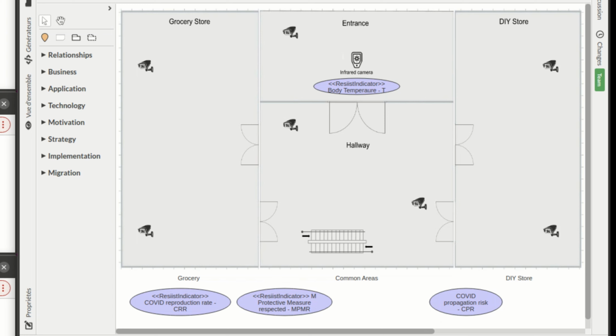A T indicator for body temperature measurement with infrared camera, an indicator for the reproduction rate of COVID, called CRR, at the national level, and another for the respect of protective measures, MPMR, and the global indicator for the risk of propagation of COVID, CPR.